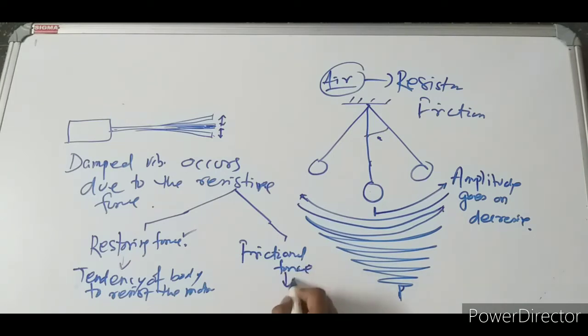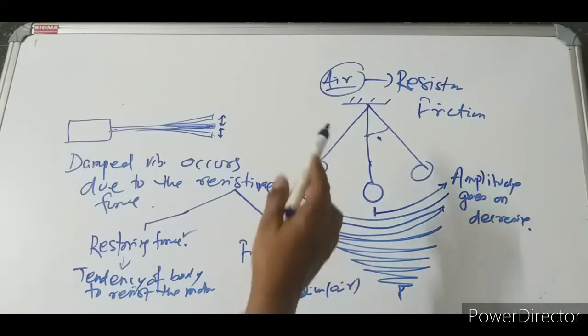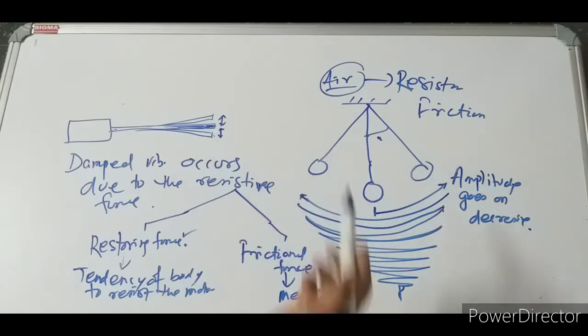Frictional force, what is that one? What is the medium we are taking? Here we are taking air as the medium. That is why, frictional force means here we will consider whatever force is applied by air to resist the motion. This is known as the frictional force acting on the body.